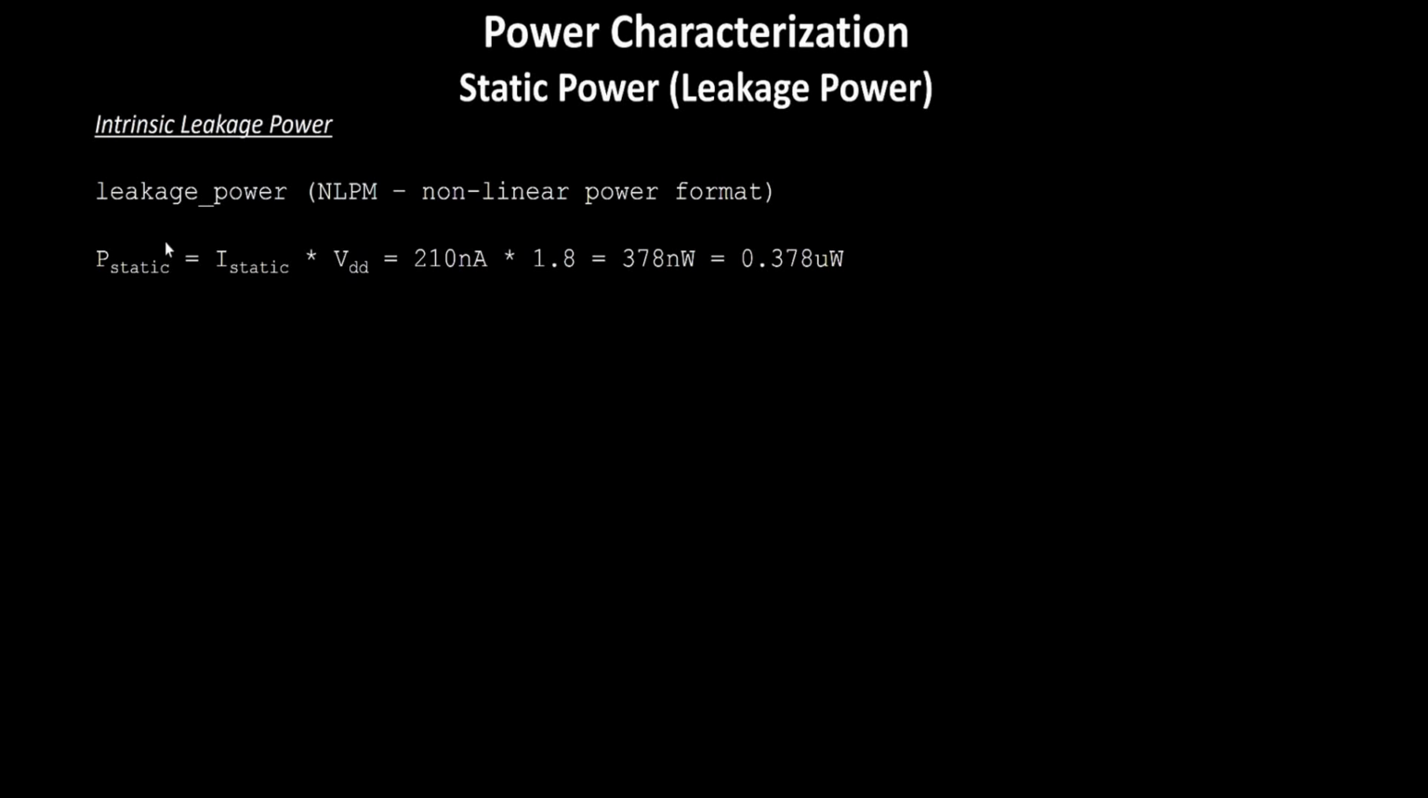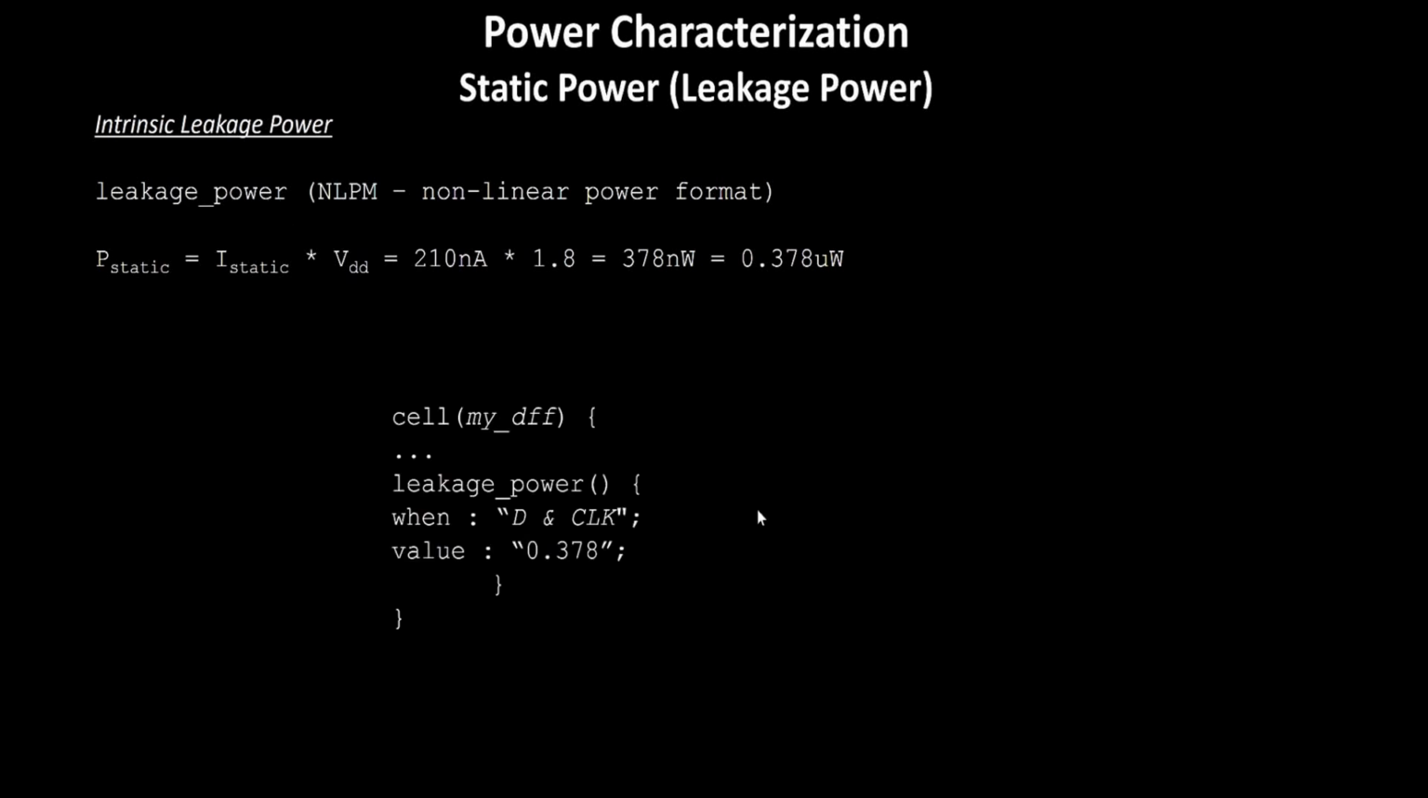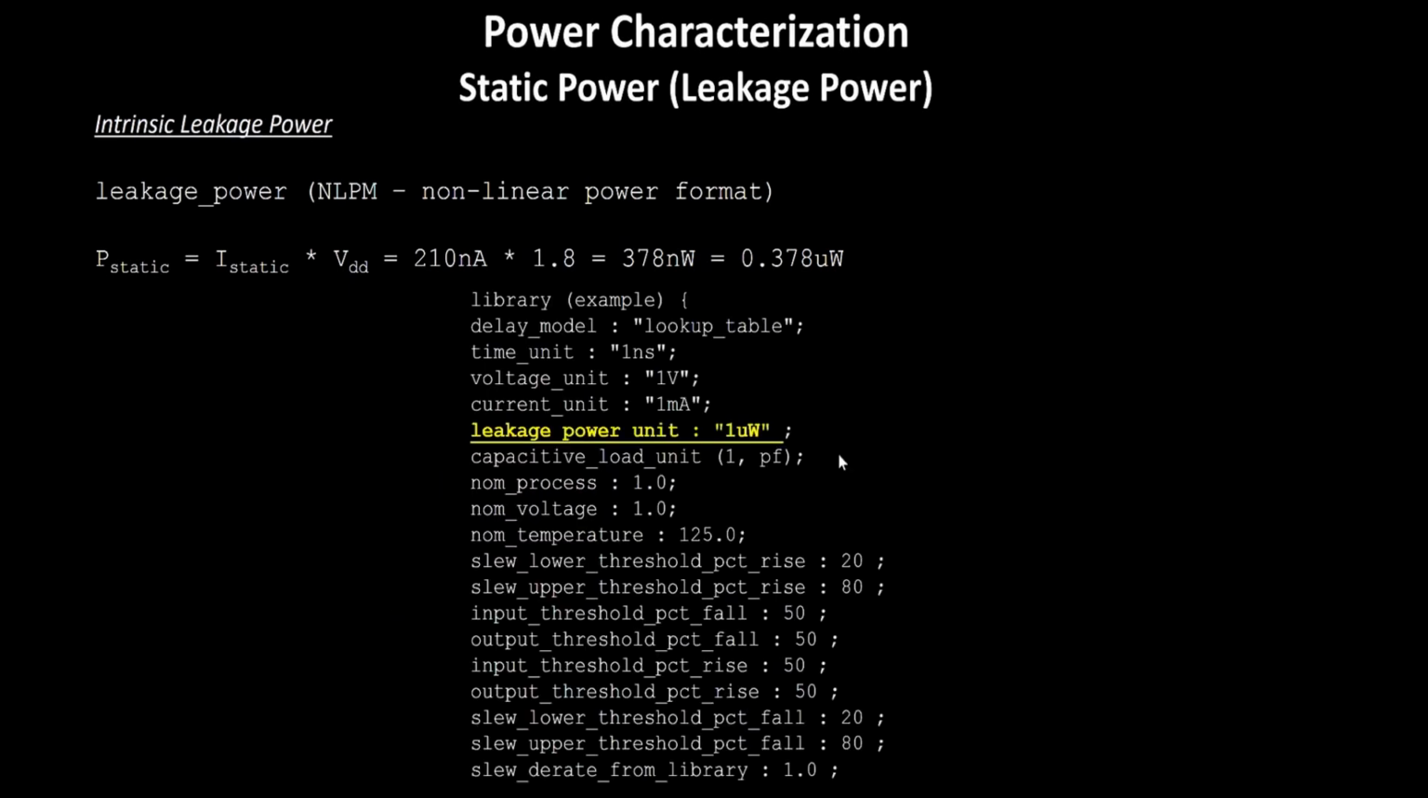First of all, the way to specify the leakage power group is something like this. It's again a state-dependent thing: leakage power when equal to D and clock. It says that whenever D is high and clock is high, you get a value of 0.378, and the units of this will be defined by a certain table. We have a section in the library that specifies all your leakage power and different kinds of units, and this is that particular section.